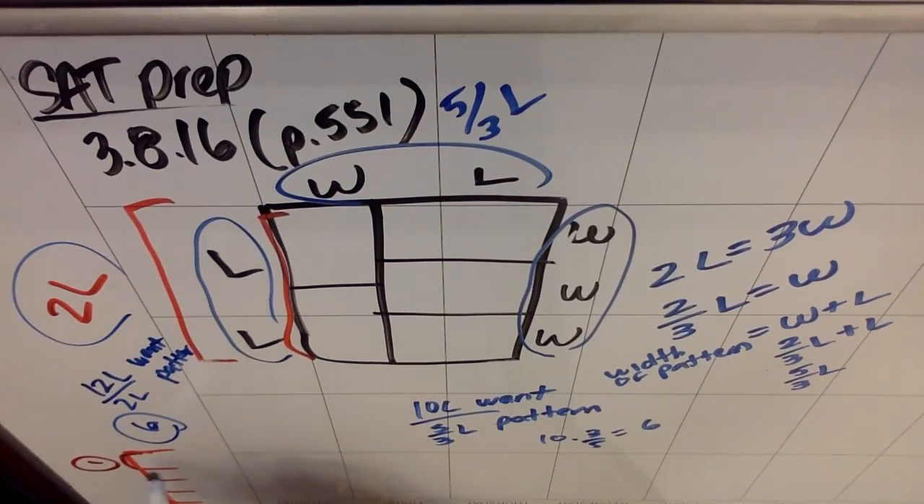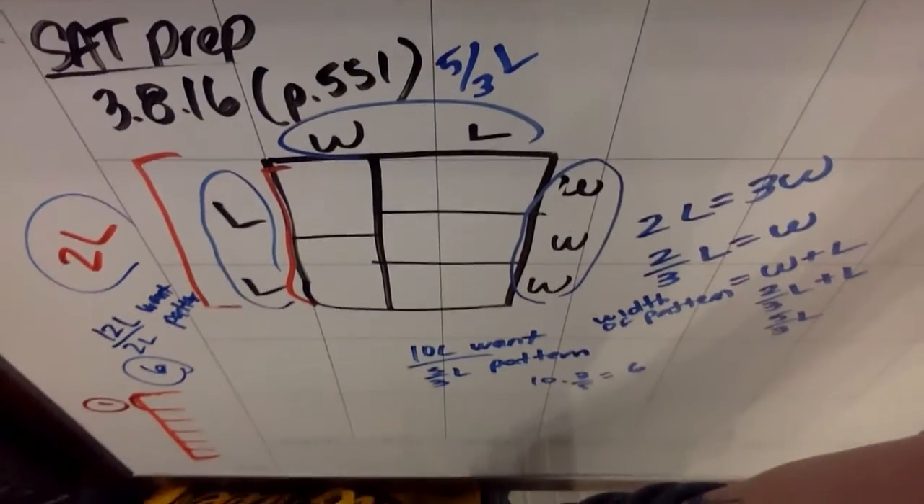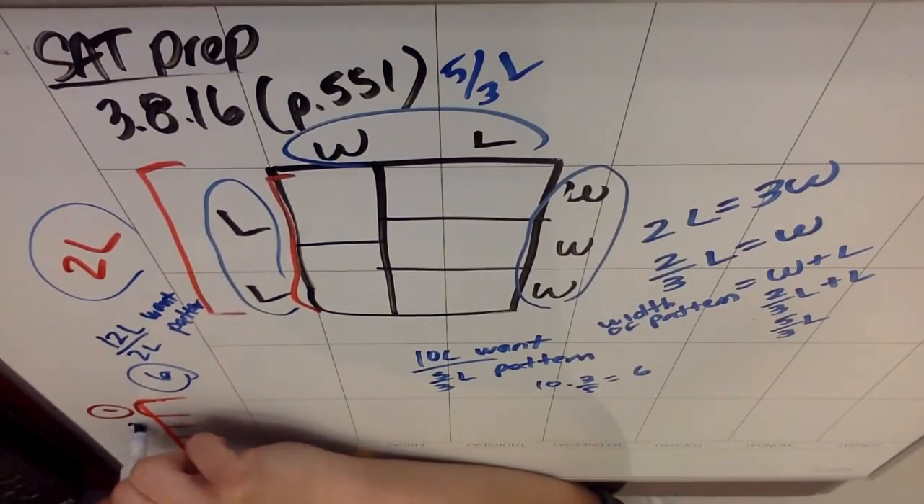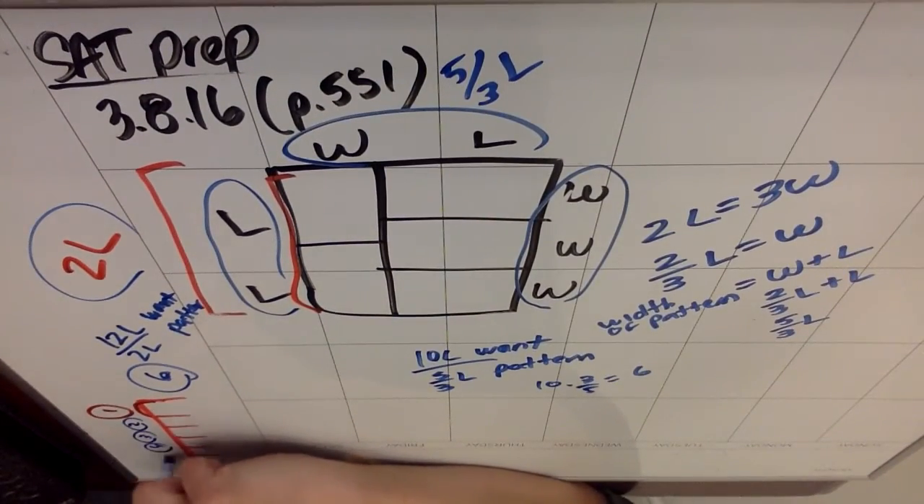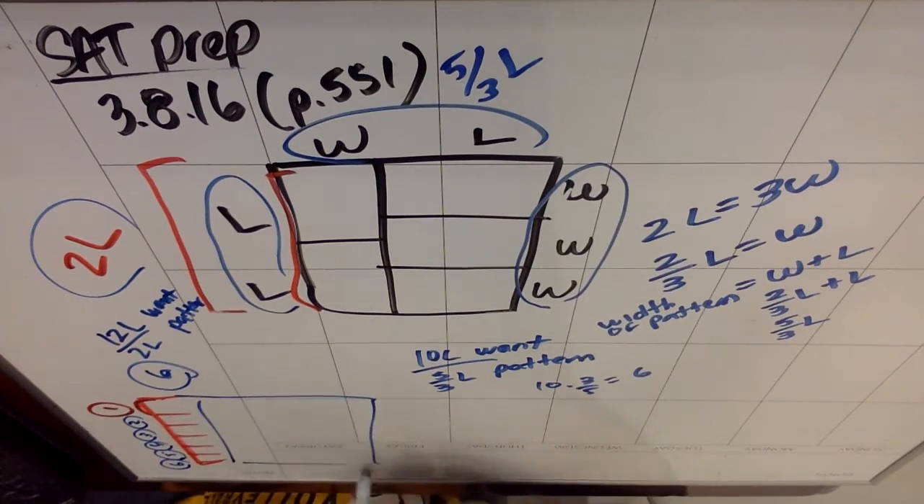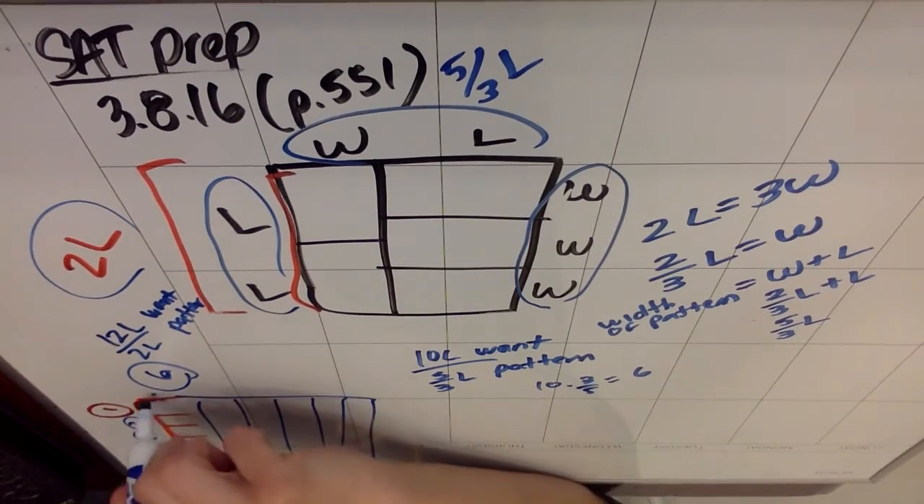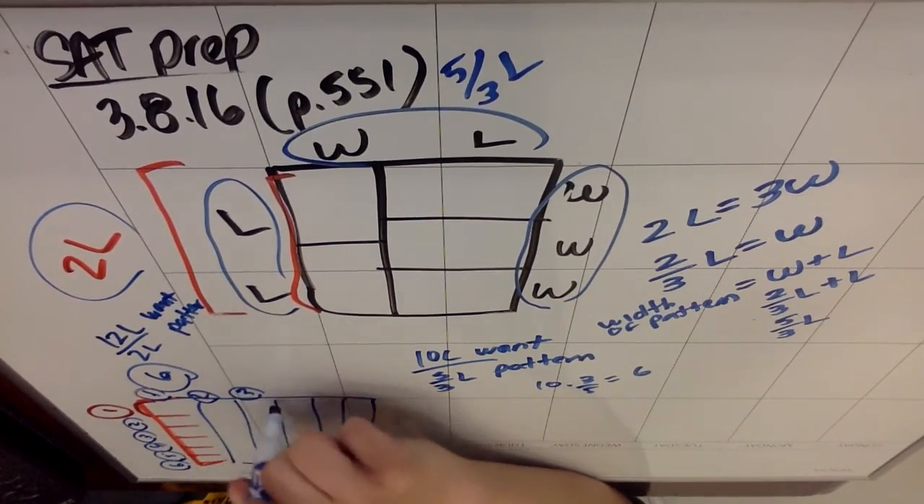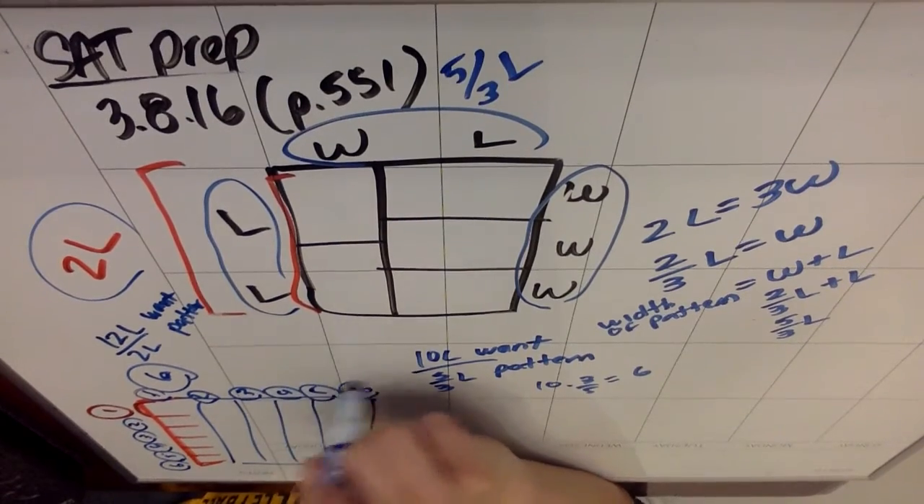So it seems to me that I'm going to need 6 of the patterns going up and down. So we'll angle this up a little so you can see what I mean. I'm going to need 1, 2, 3, 4, 5, 6 of the pattern going this way, but I'm also going to need 6 of this pattern. So 1, 2, 3, 4, 5, 6 of the pattern going this way.